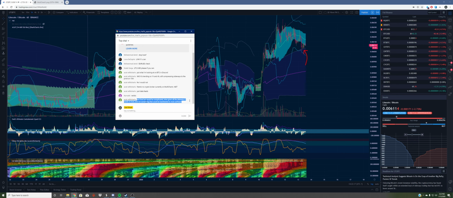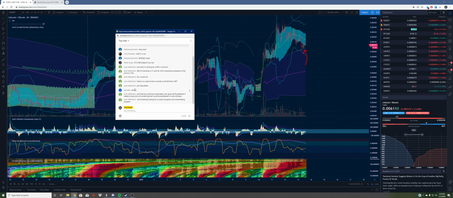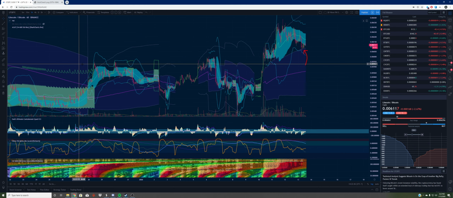And that bot would be complicated, slow, given all the data sets it needs to load, and not something that could be back-tested in most software. Yeah, okay. Ren BTC. Oh, yeah, you wanted me to look at that, eh? You're basically asking for a custom program and back-testing program. Okay. So this is why you're in charge of technical things. It's because you know more about it than I do.